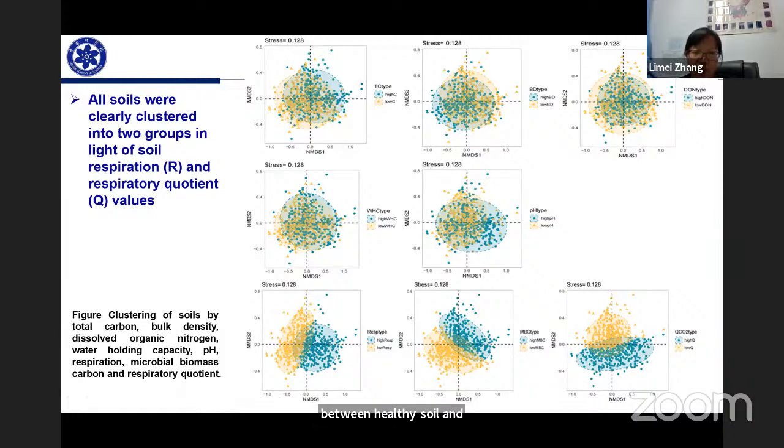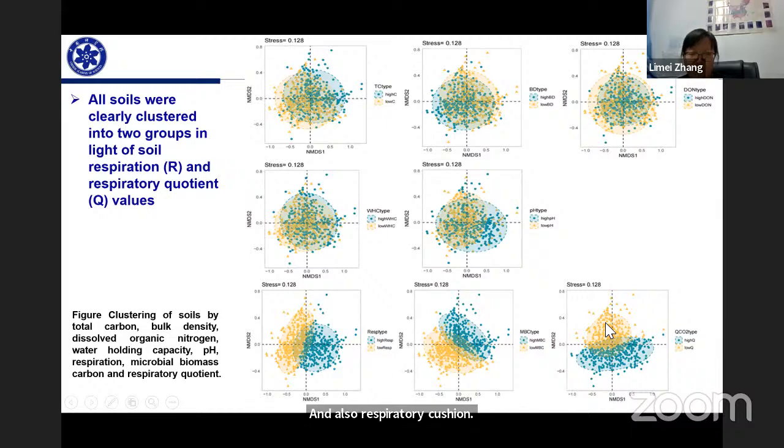So we tried a different way to test them. And finally, we found all soil can be clearly clustered into 2 groups in light of soil respiration, microbial biomass carbon, and also respiratory quotient.